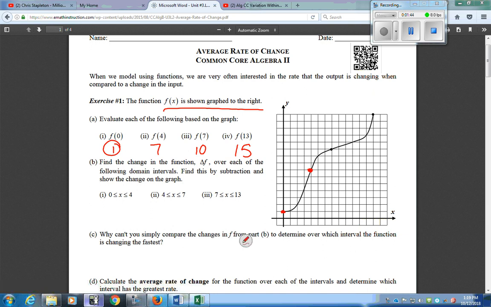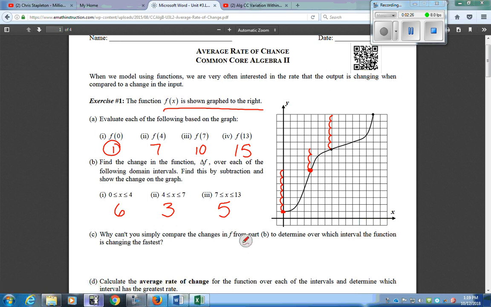They want us to find the change in the function over each of the following domain intervals. So they want us to subtract and show the change on the graph. In this case, we're basically going upwards. To get from 1 to 7, you're going up 6. From 4 to 7, you're going up 3 spaces. And from 7 to 13, you're going up 1, 2, 3, 4, 5 spaces.